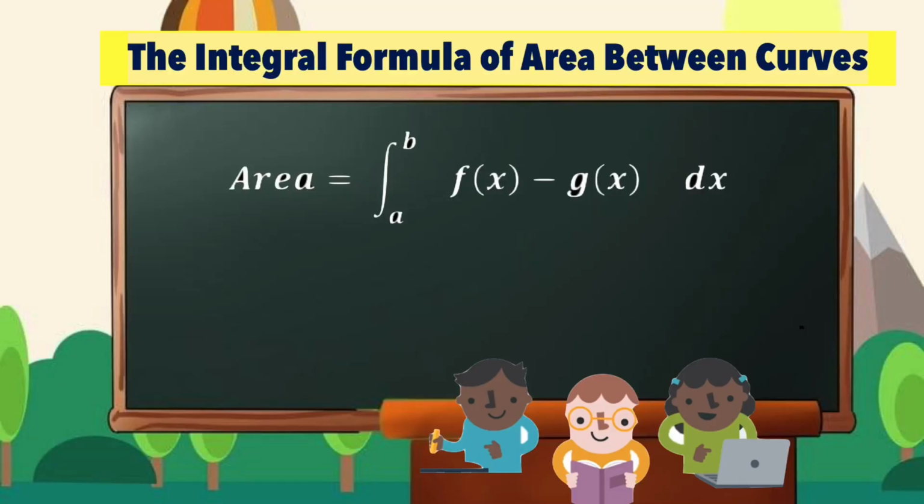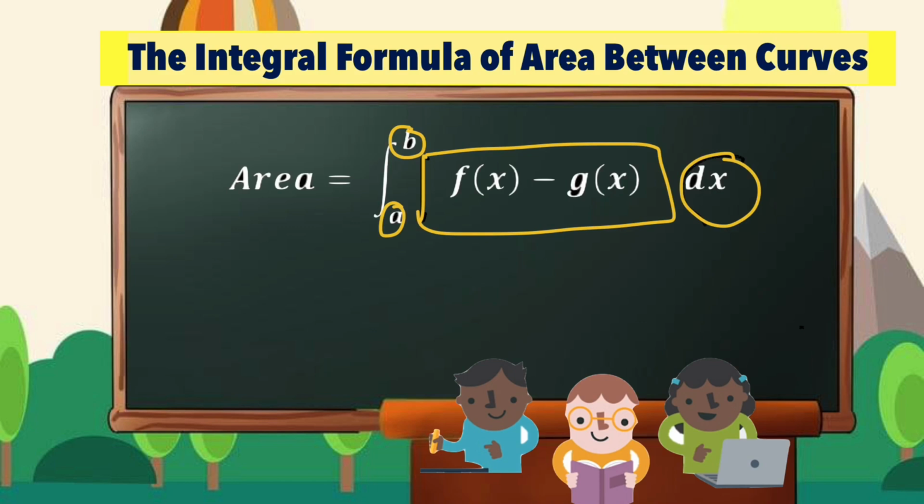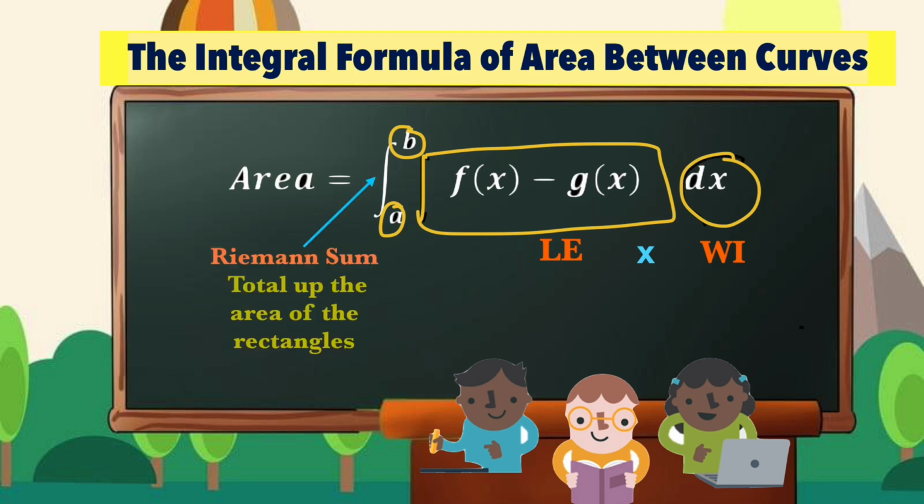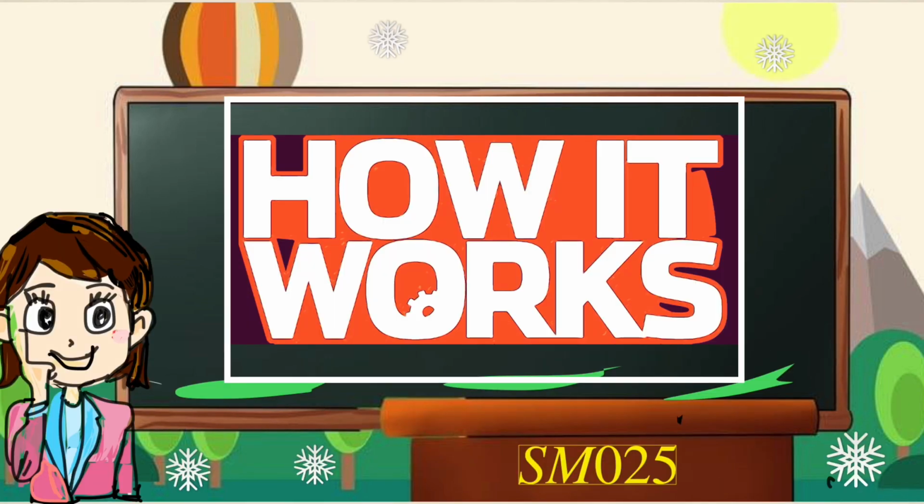Look at the integral formula of area between curves. The length of the rectangle is the function f(x) minus g(x), and the width of each rectangle is dx. The integral sign is the Riemann sum. As we take the limit as n approaches infinity, we total up the area of the rectangles, and a and b are the x boundaries. How does the Le-WI technique work?